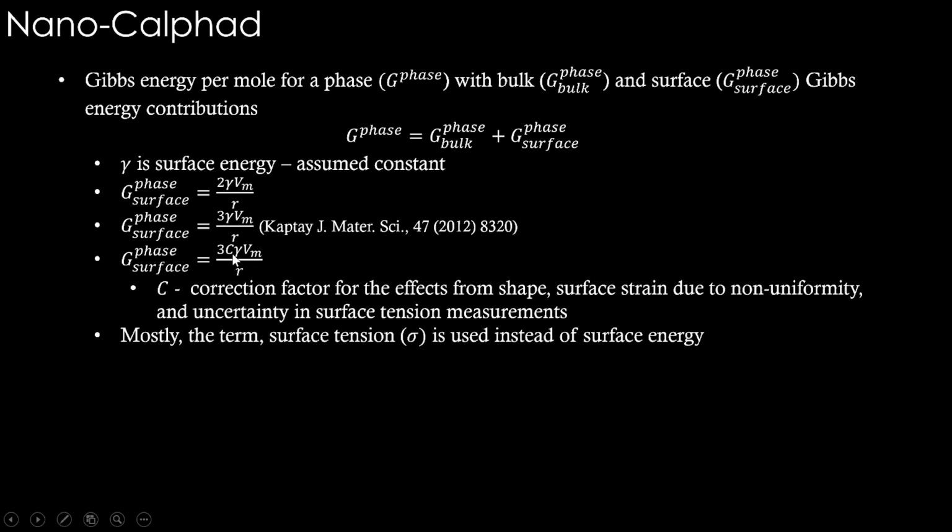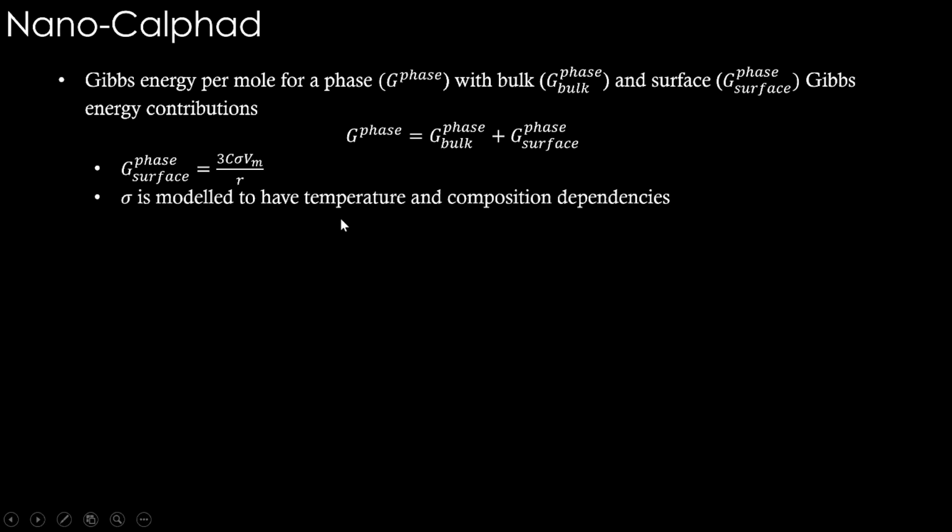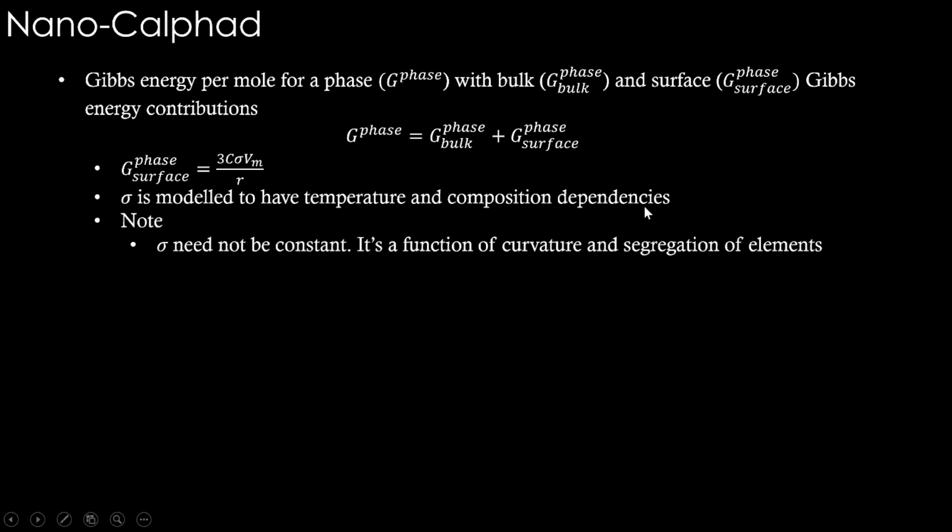And this gamma is what we have used in the class, in previous classes also, for surface energy. But in most of the treatments of this nano CALPHAD, surface tension sigma is used instead of surface energy gamma. So this is going to be the expression used for nano CALPHAD, and this sigma is modeled to have temperature and composition dependencies, just like the bulk Gibbs energy. An important note here, this sigma need not be constant. It's a function of curvature and segregation of elements. Even at a single temperature and composition, this sigma need not be constant.